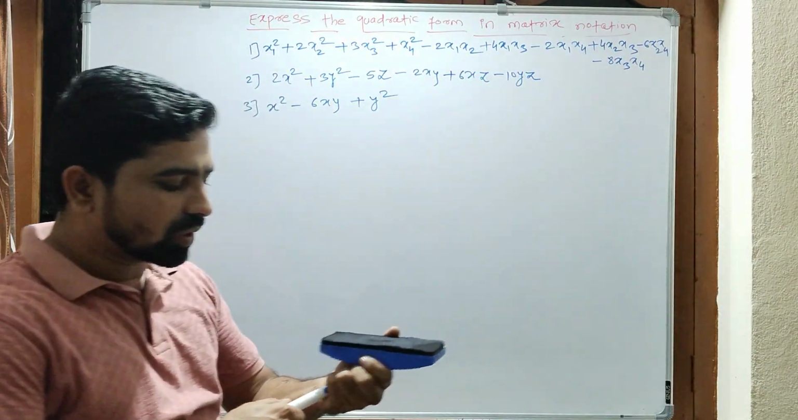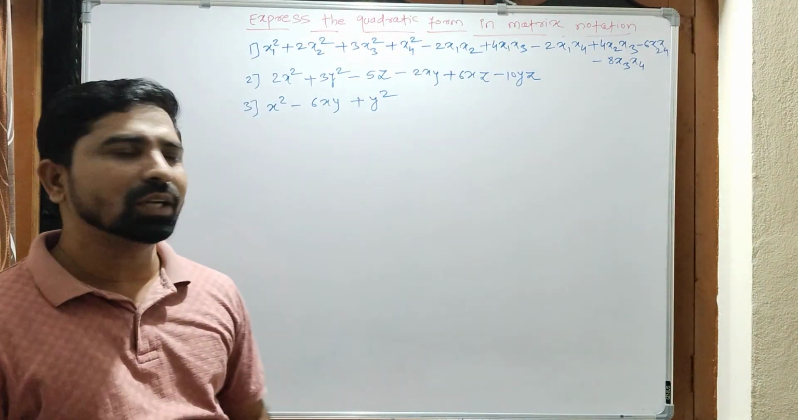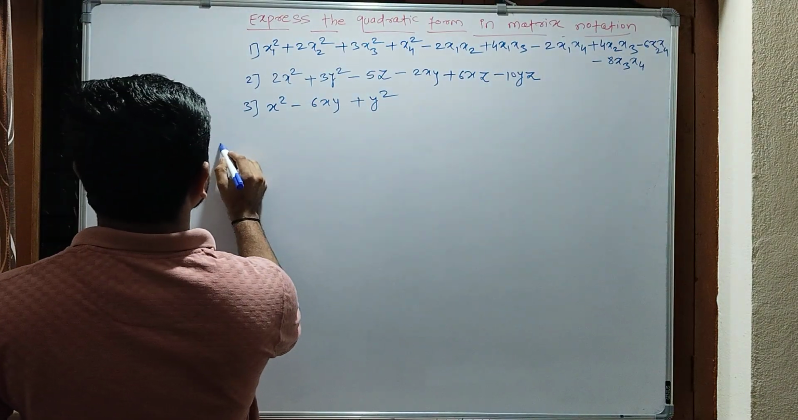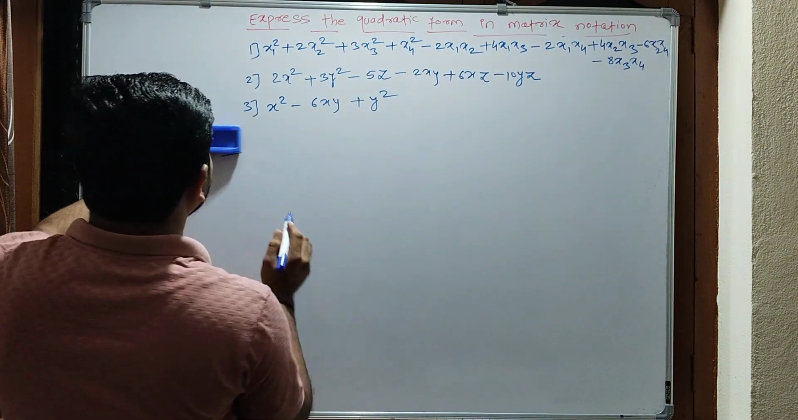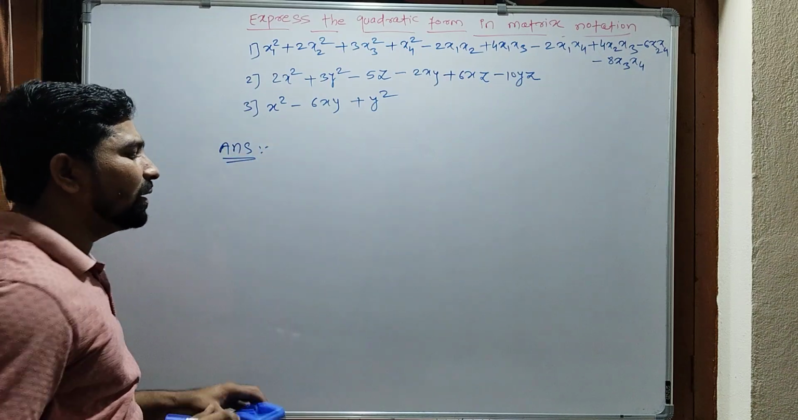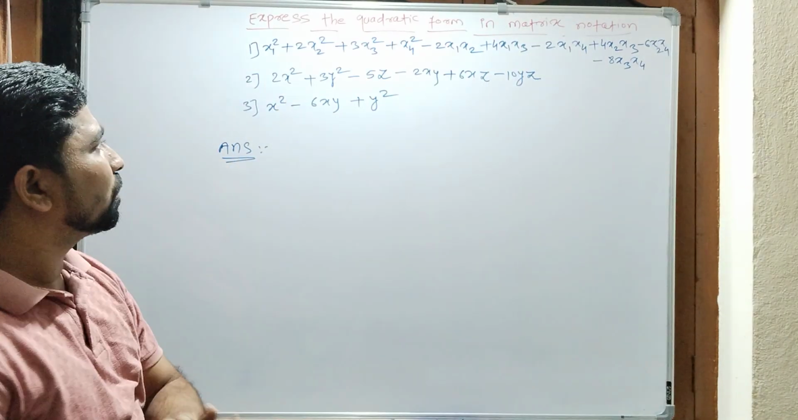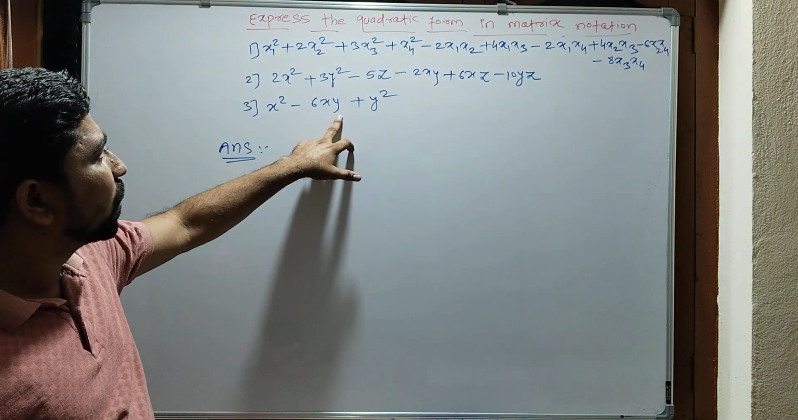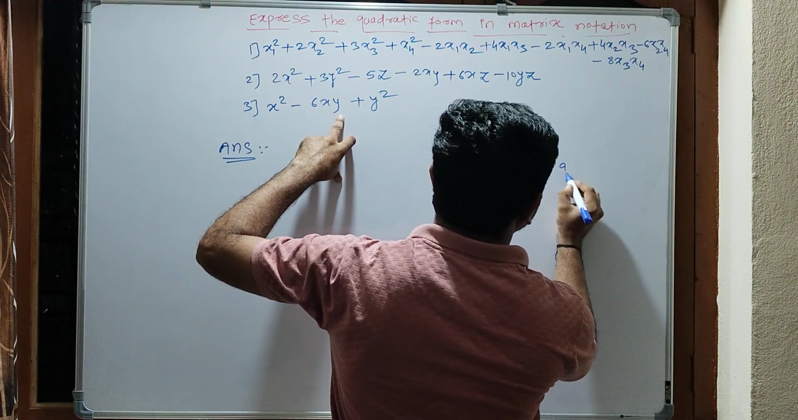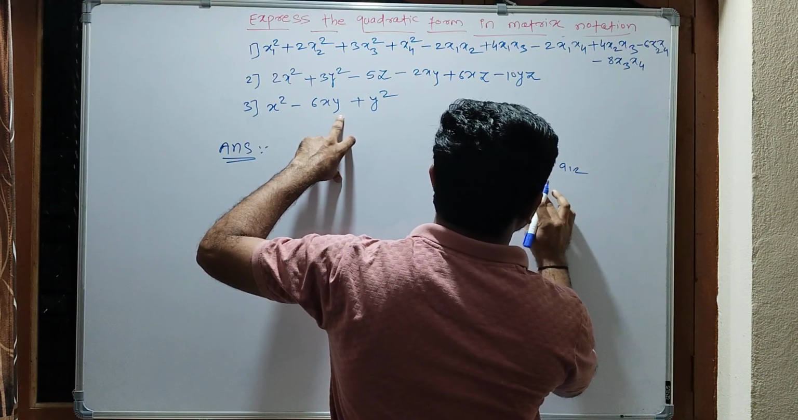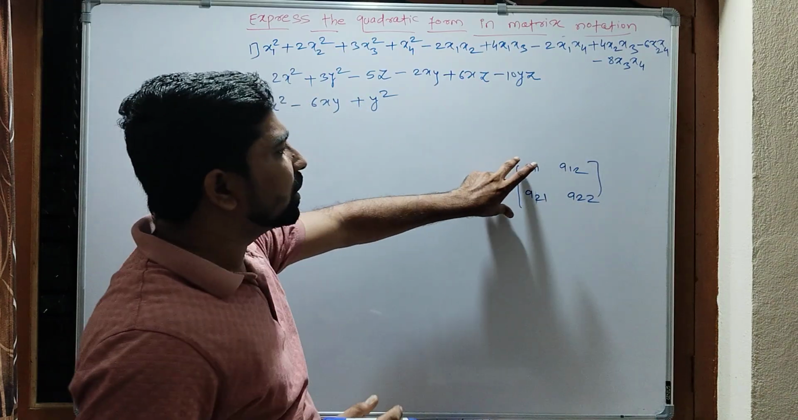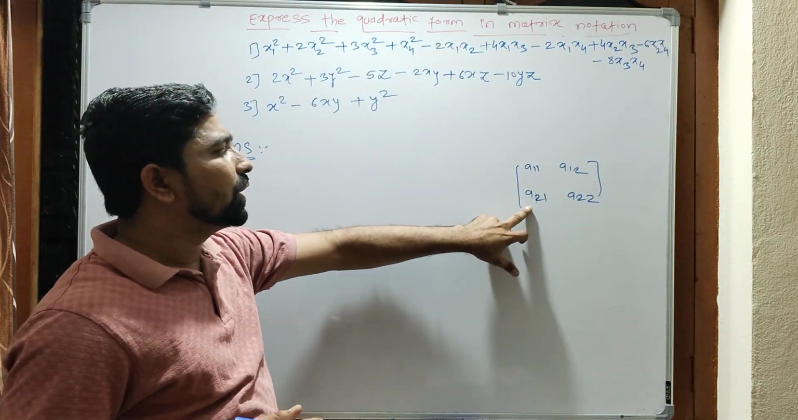I want to write the quadratic form in terms of matrix notation. First I will solve this example, example 3. How to write the matrix notation of this quadratic form? Here we have two unknowns x and y. So first write a matrix of order 2 cross 2: a11, a12, a21 and a22.